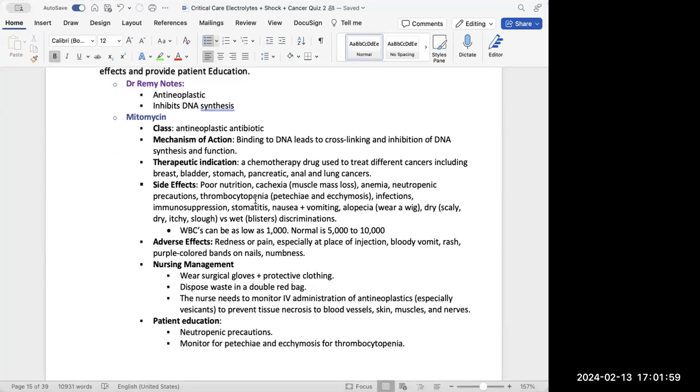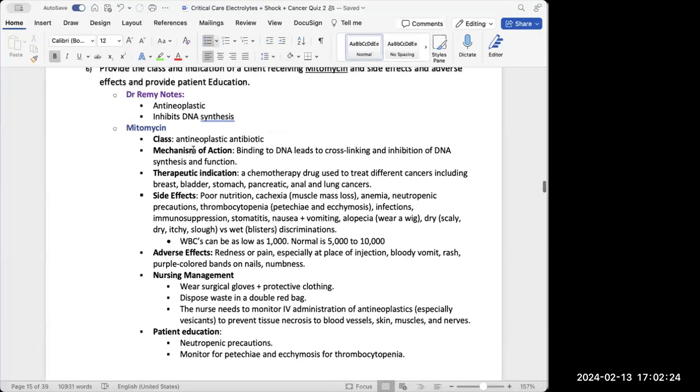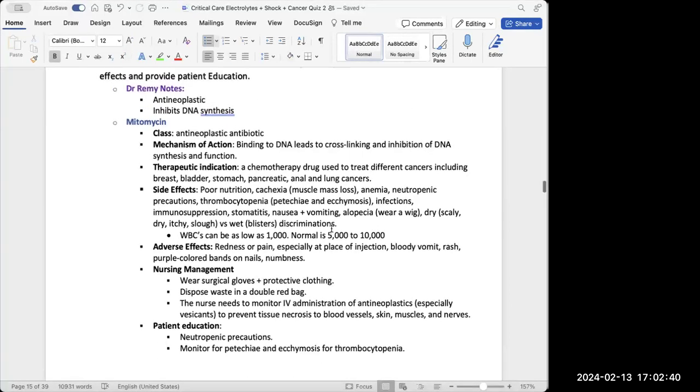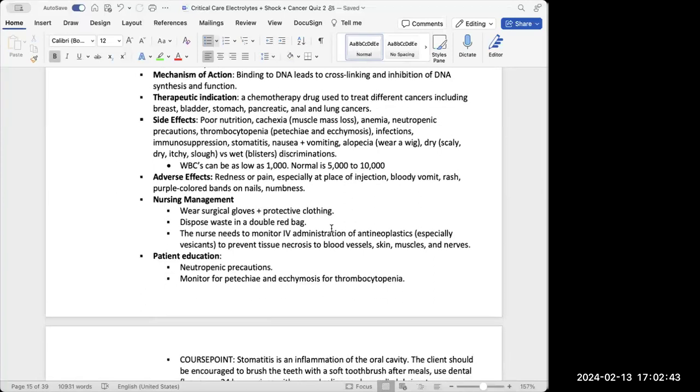I remember she was talking in class about the side effects when she was talking about anti-neoplastic drugs. So she was saying poor nutrition, cachexia, anemia, neutropenia, thrombocytopenia, infections, immunosuppression, stomatitis, all the stuff that we were saying before. And I also saw that an adverse effect for mitomycin is that it can cause extravasation or redness at the site. And that's not good. So I was thinking that for this, the question might be an adverse effect like the redness.